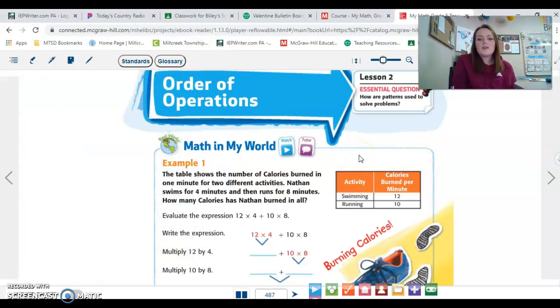We have example 1. The table shows the number of calories burned in 1 minute for 2 different activities. Nathan swims for 4 minutes and then runs for 8 minutes. How many calories has Nathan burned in all? So the expression that we are working with, by looking at our table, we have swimming and running. How many calories were burned? We have 12 and 10. We're going to evaluate the expression.